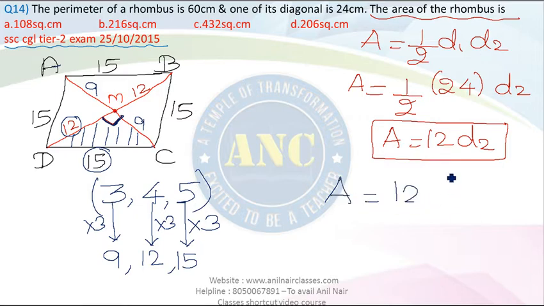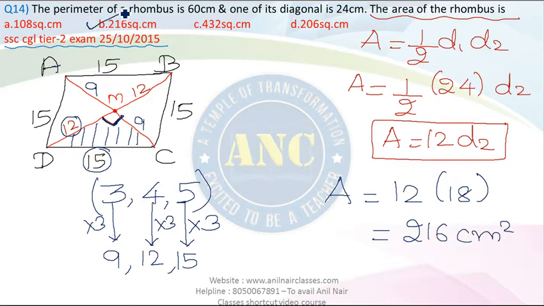So area is 12 into 18. 18 into 10 is 180, 18 into 2 is 36. It is 216 centimeter square, which is nothing but option B.